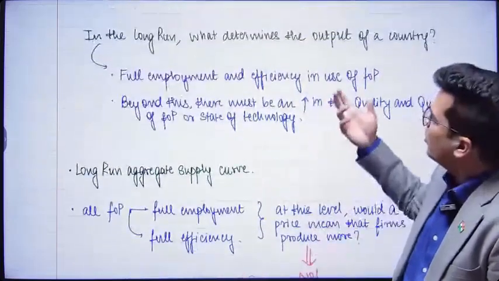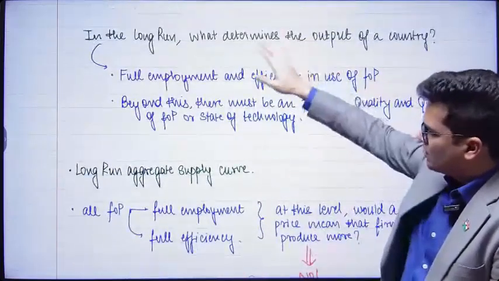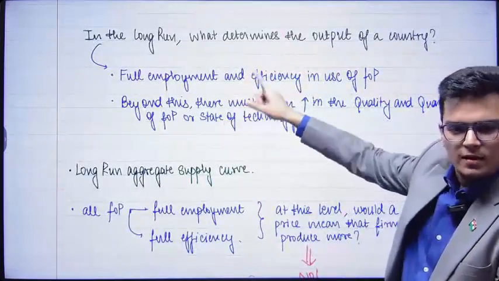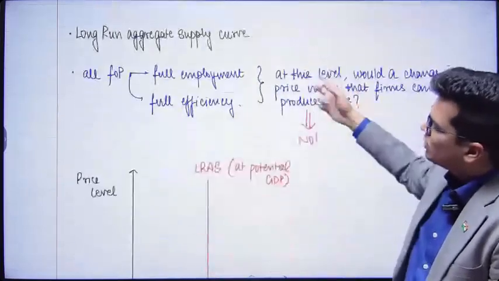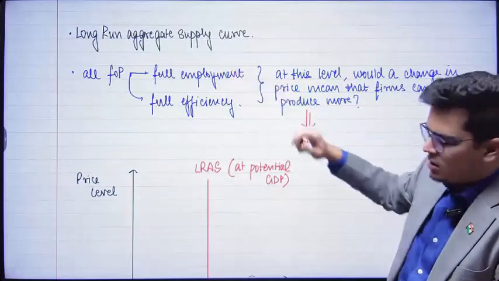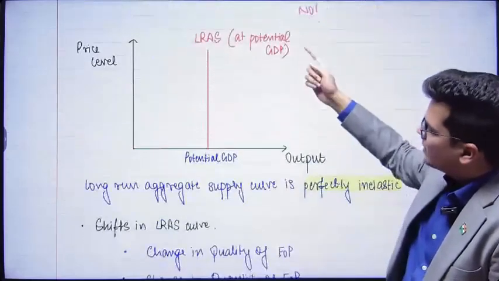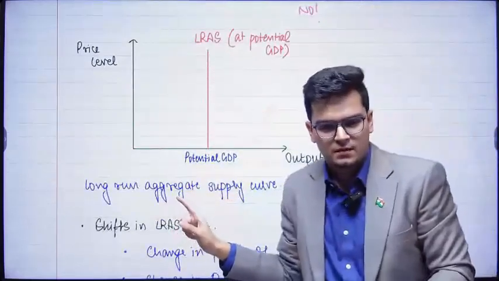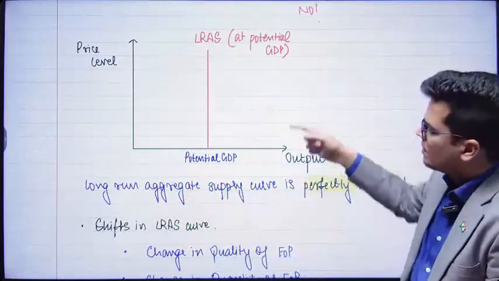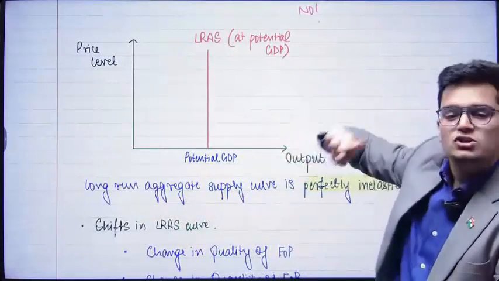Right? So in the long run, what determines the output? ये भी हमने देखा था, full employment and efficiency. Then we understood the long run aggregate supply curve. The long run aggregate supply curve we connected to potential GDP. ठीक है? Potential GDP से we connected production possibilities curve.